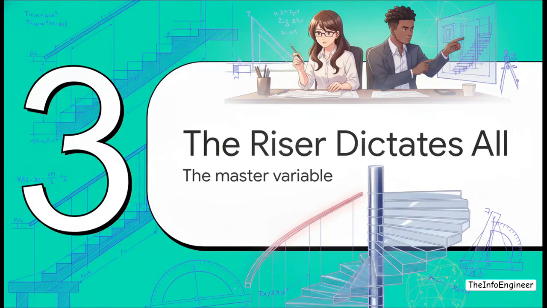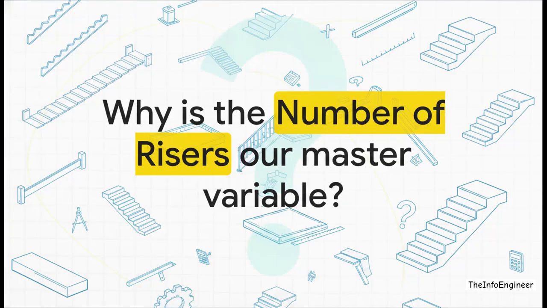Section 3. The riser dictates everything. Finding the master variable. All right, so let's shift our mindset from architectural rules to the actual mathematical calculation process. When you sit down with a fresh set of drawings to start your takeoff, where do you begin? Why is the number of risers our master variable? Just think about this for a second. Out of all the dimensions, the going, the width, the landing length, why does the estimator's job absolutely always begin with calculating the number of risers?